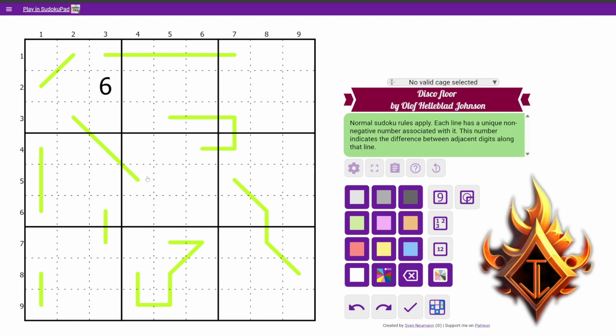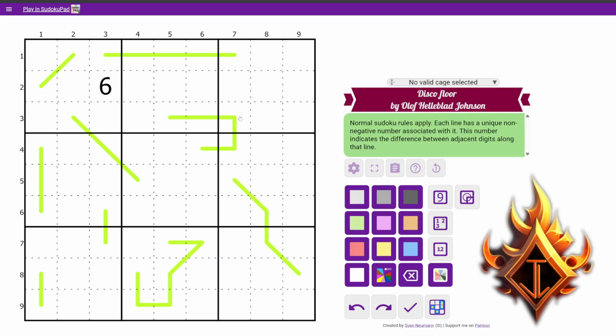I want to check out a puzzle today by Olof Helleblad Johnson. It is called Disco Floor. The rules are normal Sudoku rules apply. That is 1 to 9 in every row, column, and 3 by 3 box.